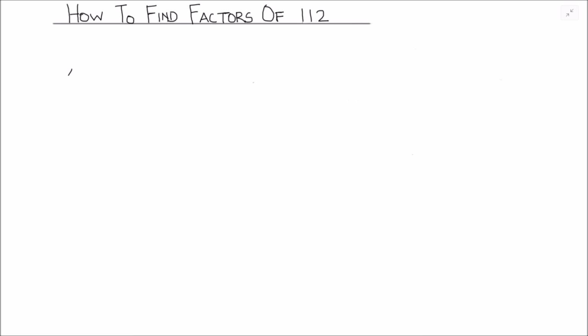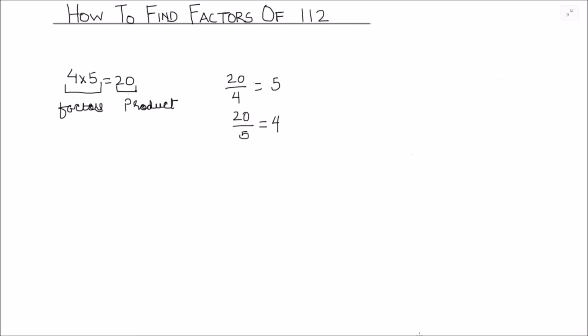For example, 4 times 5 is equal to 20. Here 20 is the product and 4 and 5 are the factors of 20. Another definition of factors is that if you divide the product by any of the factors like 4 or 5, the number is divided fully without leaving a remainder. As we see here, when 20 is divided by 4 or 5, there are no remainders and it is divided fully. Hence 4 and 5 are the factors of 20.